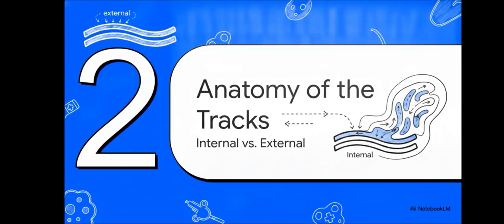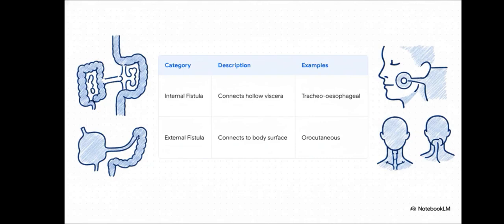Moving on to Section 2. Anatomy of the tracts. Internal versus external. Okay, so fistulas are generally split into two main categories, internal and external. An internal fistula connects two internal hollow spaces together. Imagine your windpipe accidentally connecting to your food pipe, or your colon to your bladder. Nasty stuff, right? In these cases, you wouldn't actually see an open wound on the skin, but you'd absolutely have some severe internal symptoms.